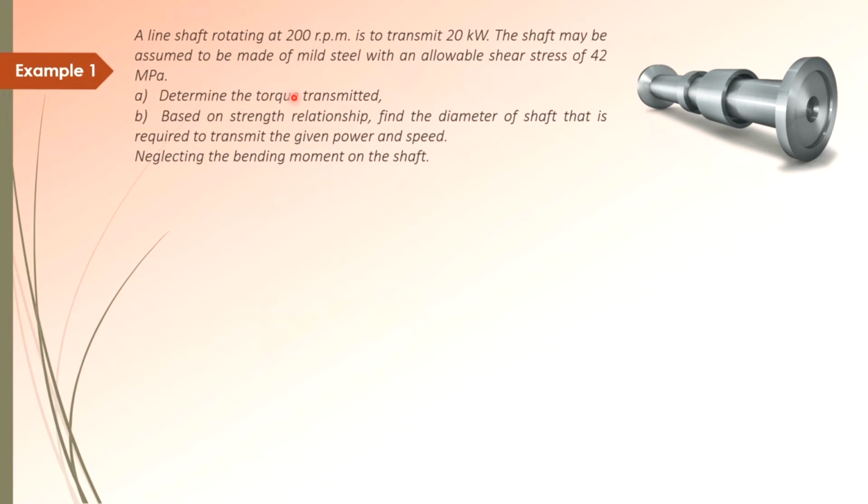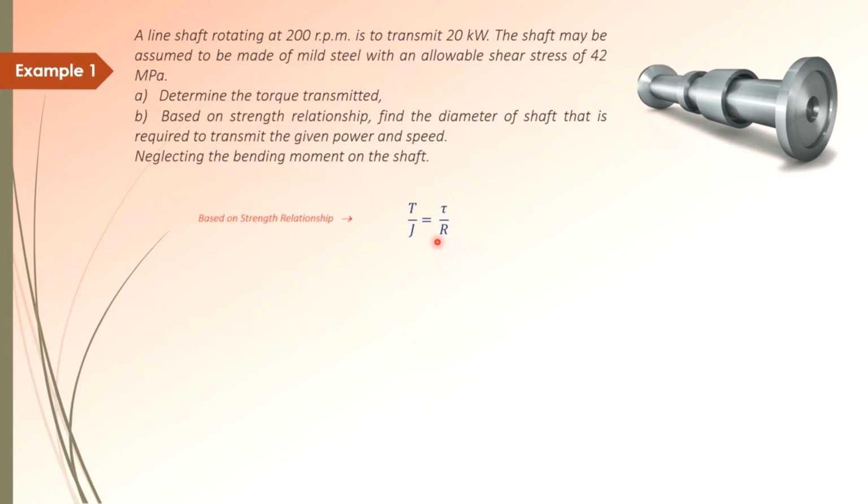Okay, so when we look into the design of shaft based on torque, the first thing, remember, we will think of the simple torsion equation, but this question is based on strength. So the strength relationship gives you T over J equals tau over R. Remember, T is the torque, J is the polar moment of inertia. Tau here will be the shear stress, which is 42 MPa, so you have 42 times 10 to the power of 6. And the radius is not known yet, because we have to design the diameter of the shaft.